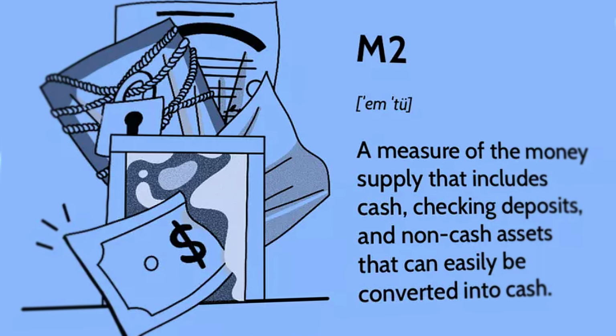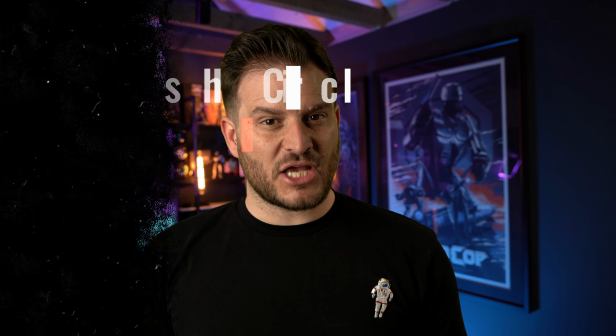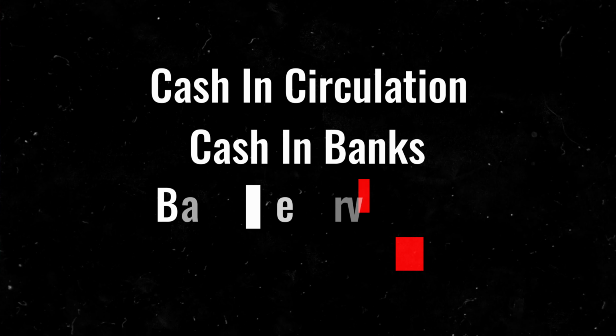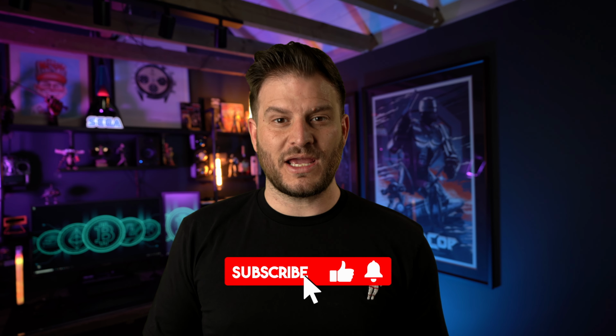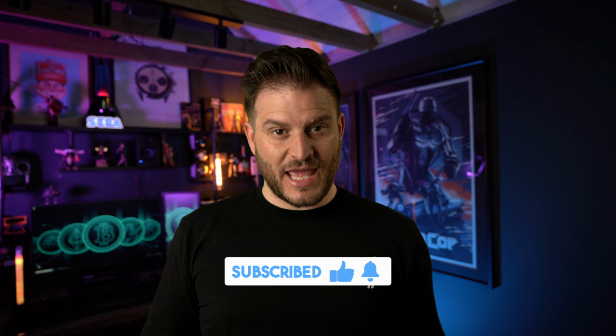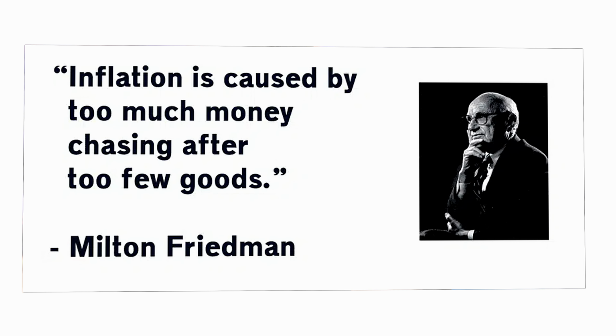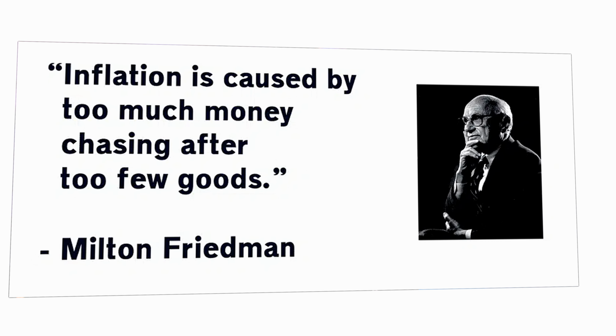This is the M2 money supply. The figures are calculated using cash in circulation, cash in banks, bank reserves, and retail money held in money market funds. The M2 figure can be used as an early warning of inflation. The larger the M2 figure, the more money there is in the system. If this isn't matched by an increase in productivity, then there's now more money chasing not as many goods.